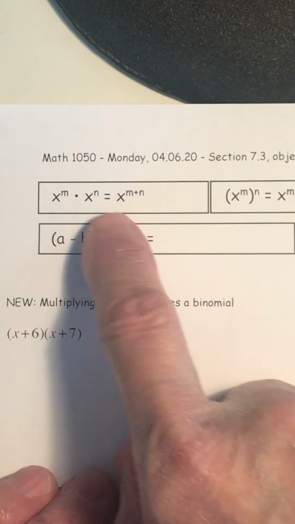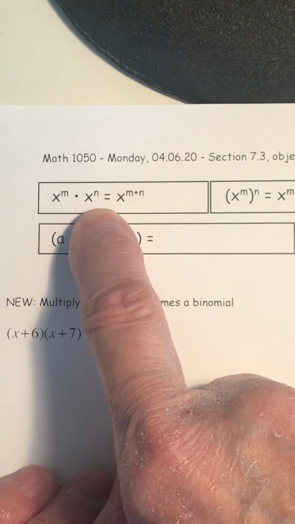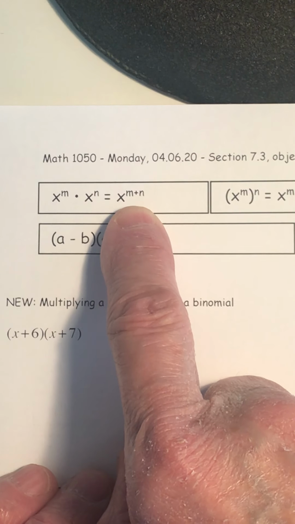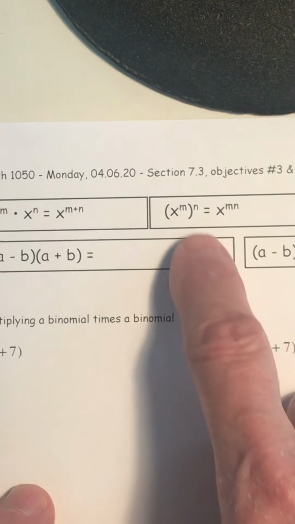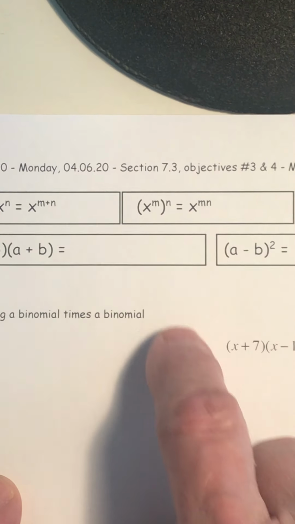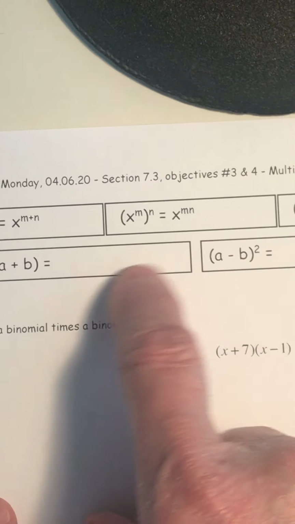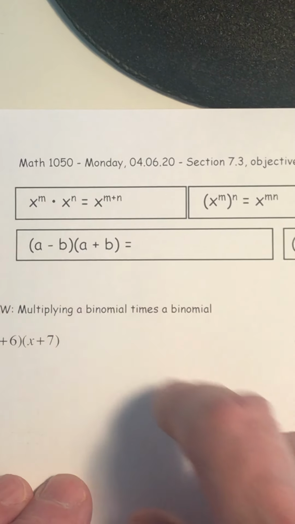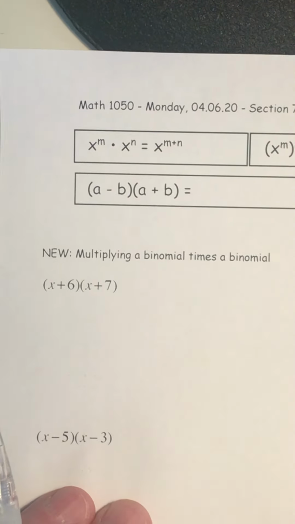Just some refreshers here. When we have x to a power times x to a power, we add the exponents, and a power of a power is where we multiply the exponents. These three other boxes are new things we're going to fill in by the end of the lesson today.